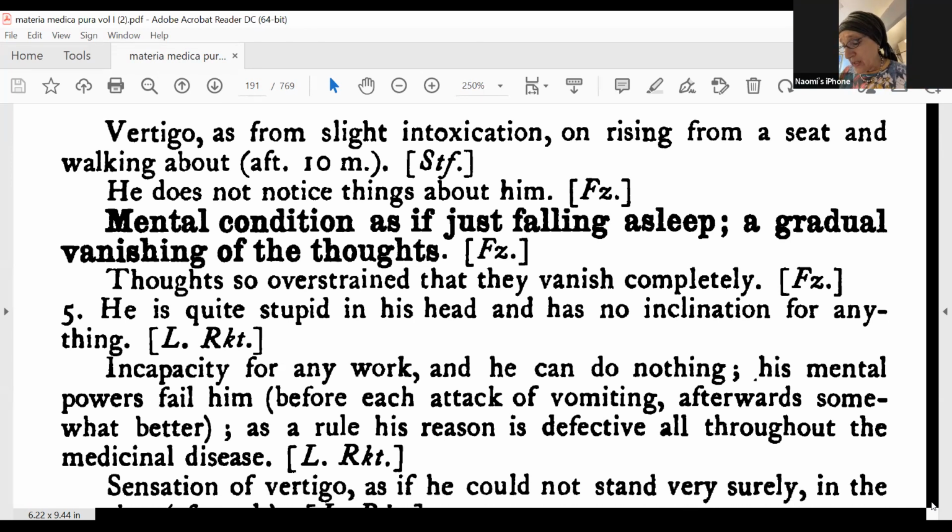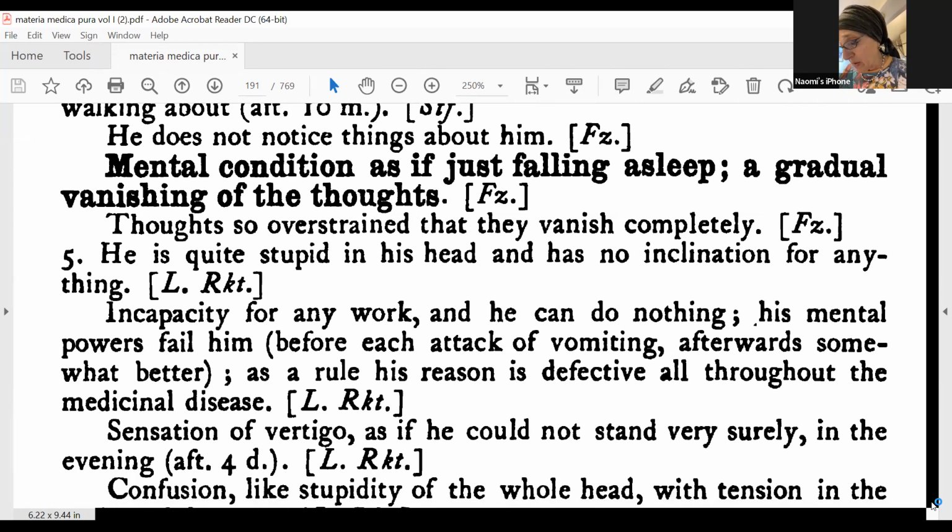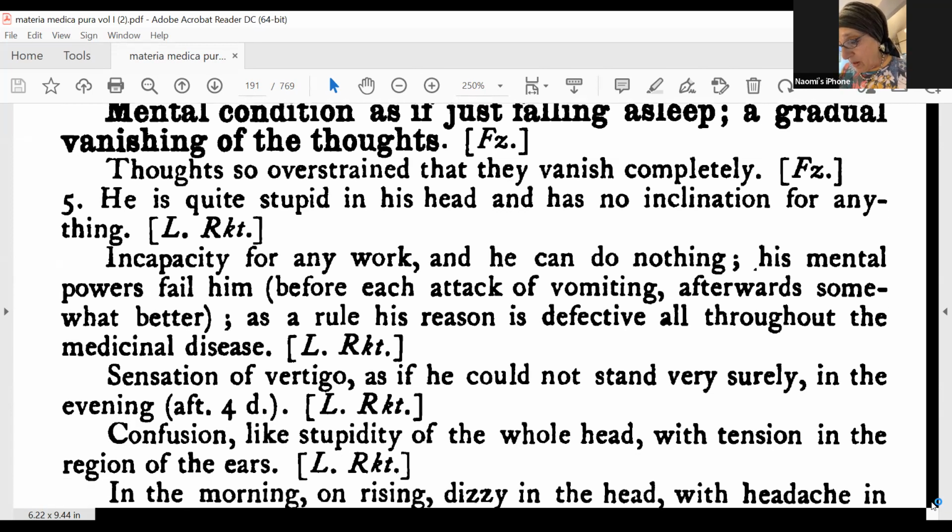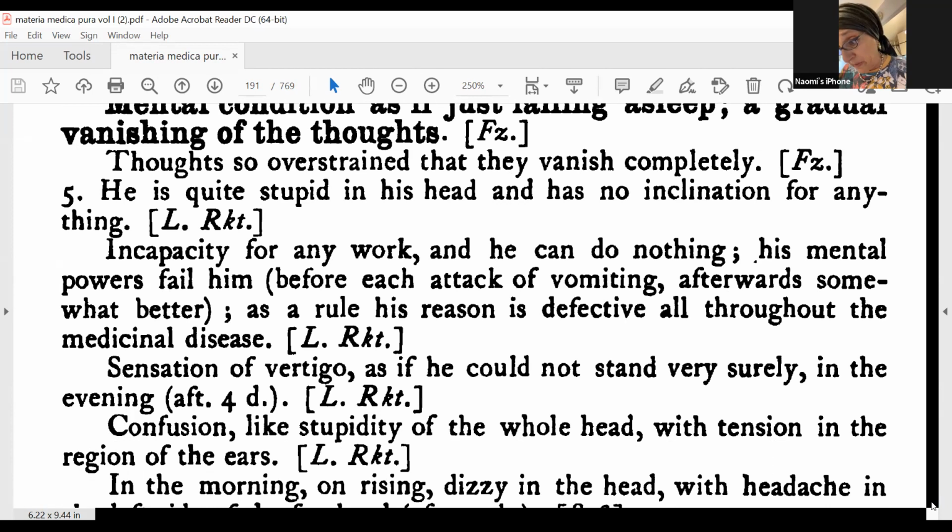Okay, the next one is incapacity for any work, and he can do nothing. His mental powers fail him before each attack of vomiting. Afterwards, somewhat better. I'm going to go up to here so far. So he is really incapable of doing any work. He can't do anything. And especially before he vomits, his ability to think, his mental powers really fail him. He is not capable of thinking clearly. And it goes on to say that after he vomits, then the mental state gets slightly better.